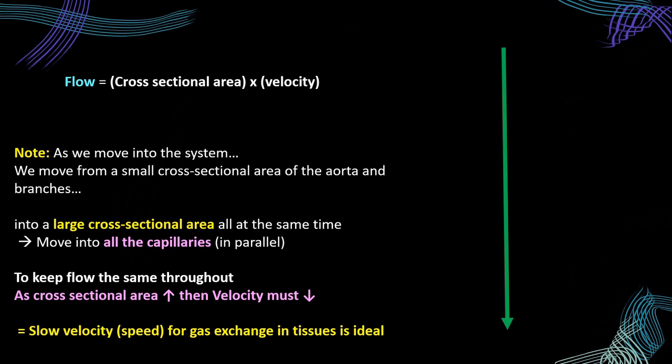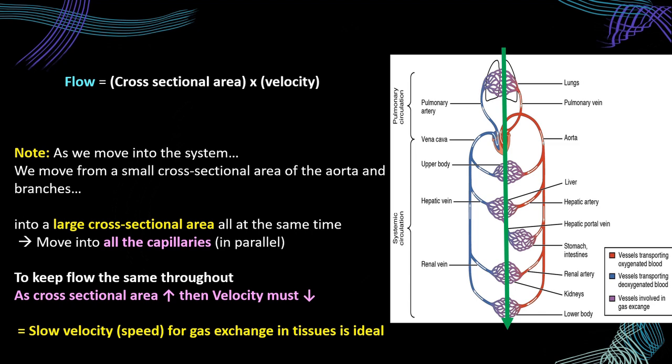So flow is the cross-sectional area times the velocity. And as we move into the system, we move from a small cross-sectional area of the aorta and its branches, and then it starts spreading out into a much larger cross-sectional area as we move into the capillaries. So these capillaries are all in parallel, and this keeps the same flow throughout.